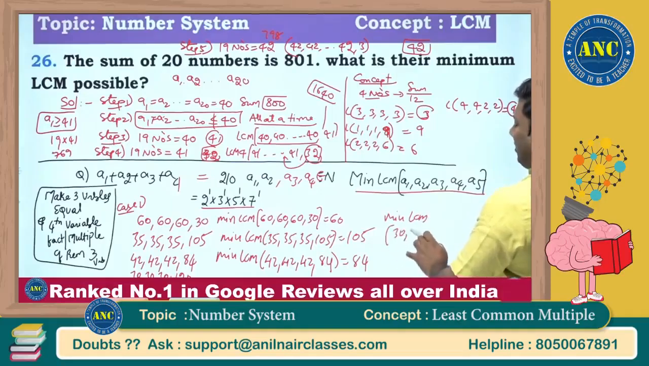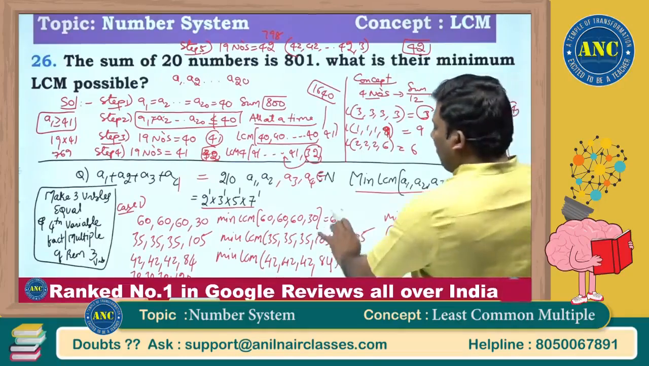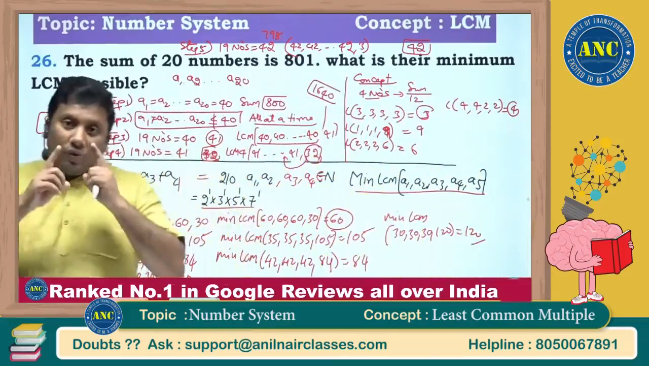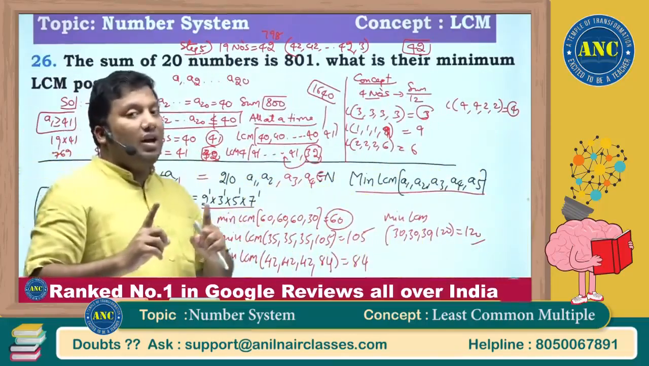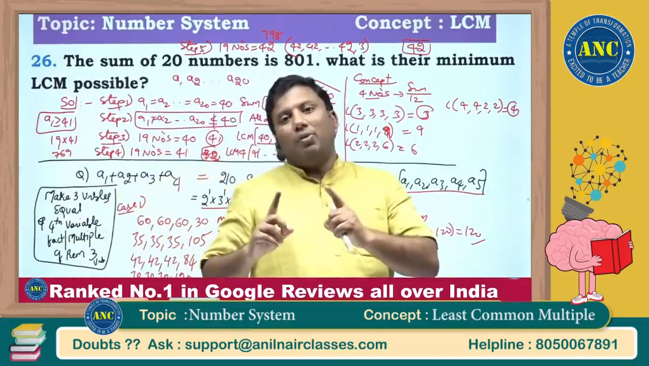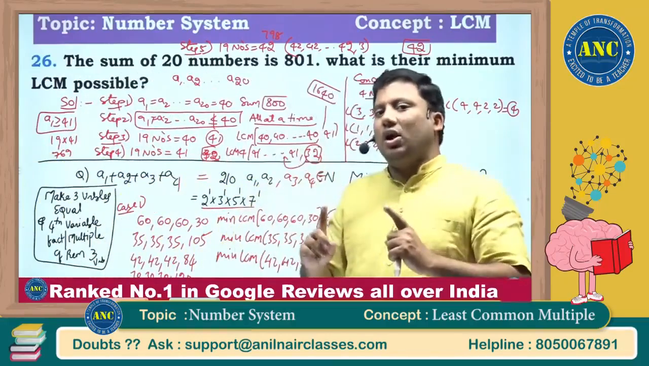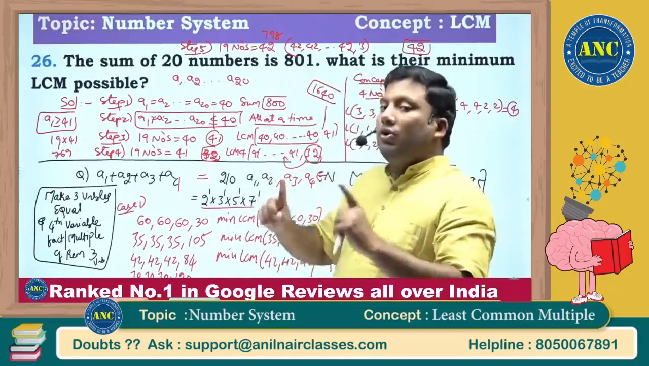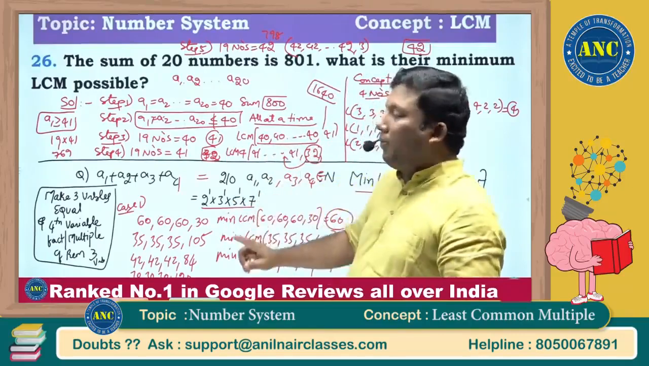Minimum LCM of 30, 30, 30 and 120 is 120. I want the minimum value, it is 60. Minimum value, it is 60. 26th question, a very logical question, not a formula-based question. You can only solve this question if you are thinking logically about how you can get the minimum value possible.